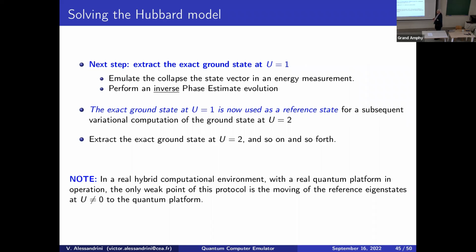Once we have this, we extract the exact ground state by doing this two-step procedure: phase estimation, emulation of the measurement, extracting, and then inversing the phase estimation to get the exact ground state. And then, once you are there, we can use the exact ground state that we have at U=1 as a reference state again, and do exactly the same thing to compute the ground state at U=2, and so on.